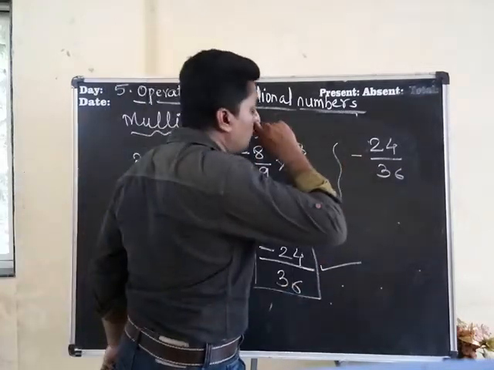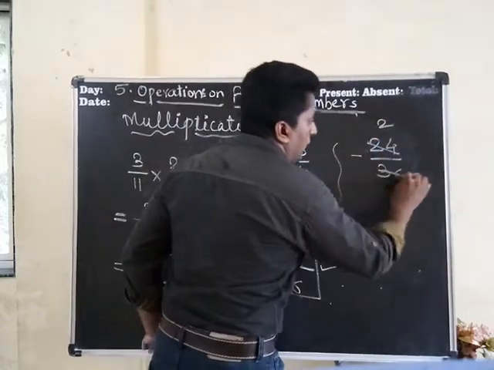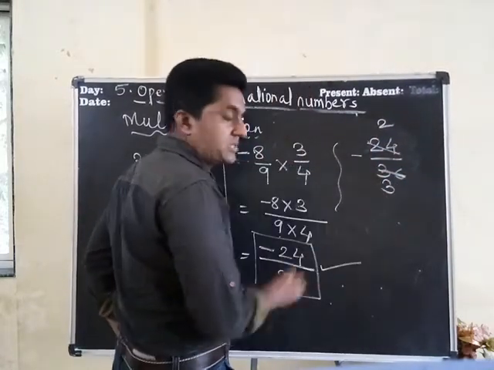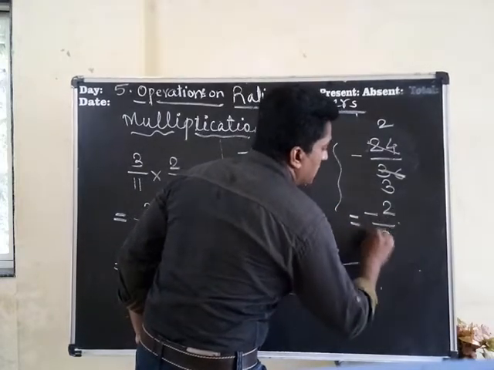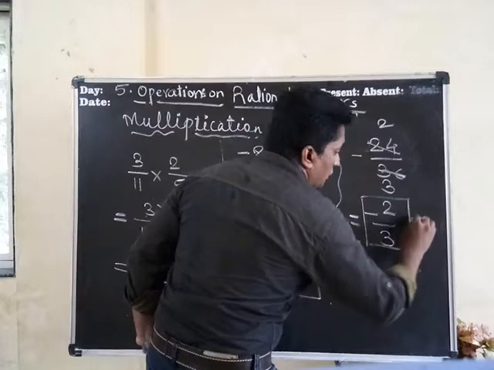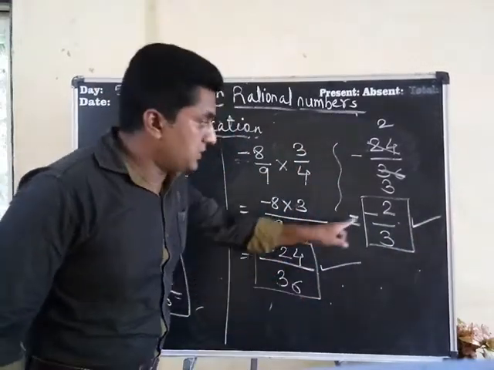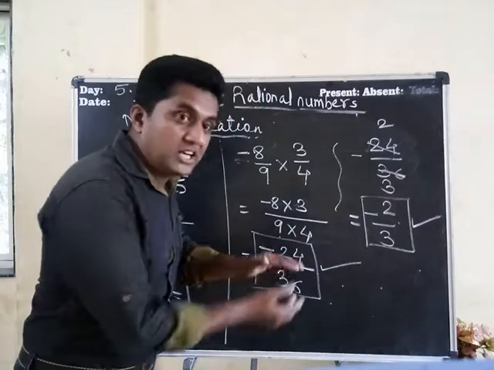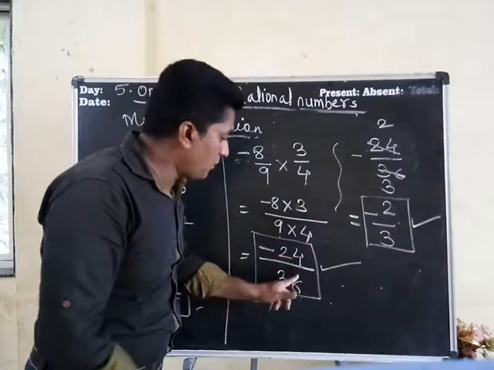These two come in the table of 12. 12 2s are 24. 12 3s are 36. So my answer is minus 2 upon 3. See, new answer. So this is also right. This is also a right answer and this is also a right answer. But this is a little bit big answer, and this answer is the compressed form, the reduced form of this fraction.